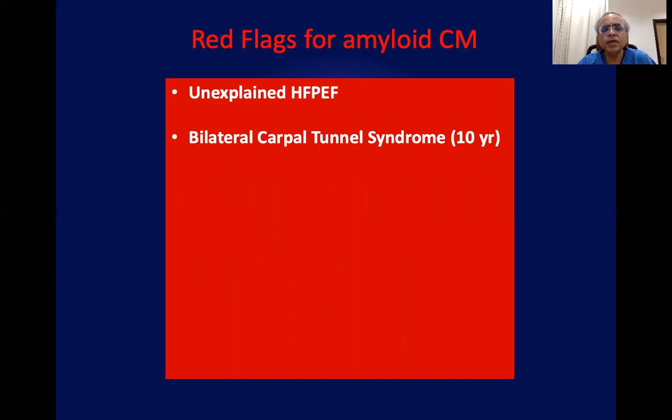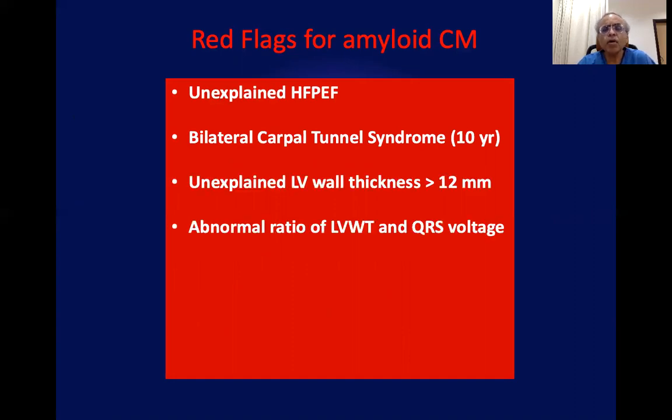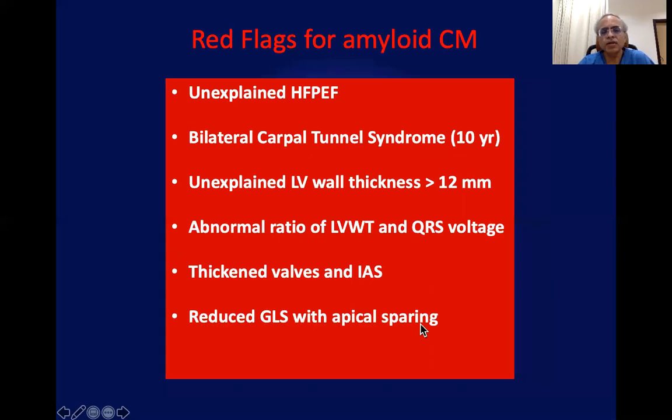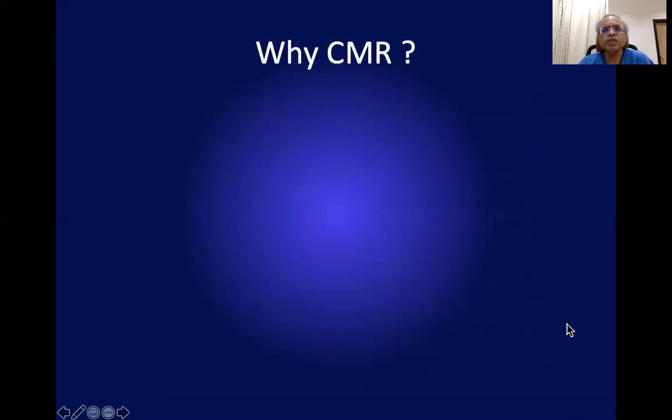There are certain red flags for amyloid, like unexplained heart failure with preserved ejection fraction, history of bilateral carpal tunnel syndrome, or a dissociation like hypertrophy on the echo but the QRS voltages not showing LVH, then the walls are thickened or the interatrial septum is thickened or the RV free wall is thickened, the reduced GLS with apical sparing, or unexplained atrial fibrillation. Now these are the red flags for an amyloid infiltration.